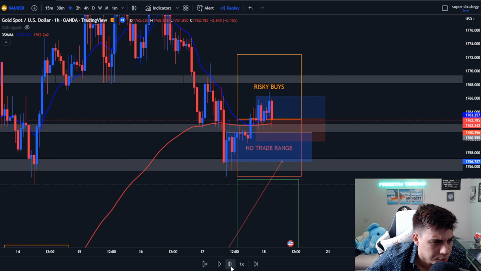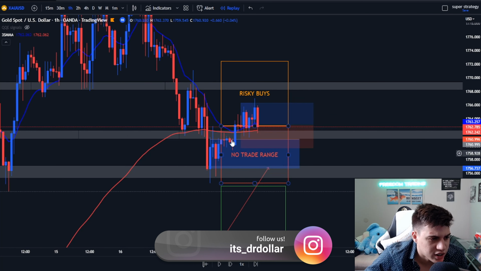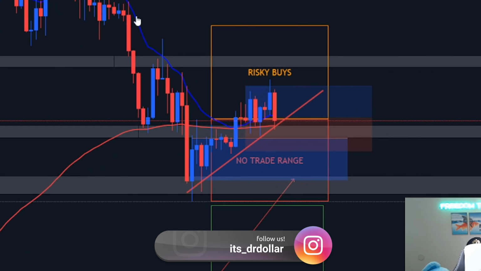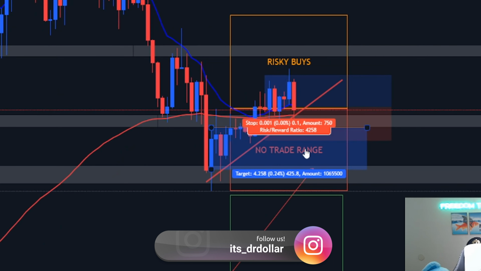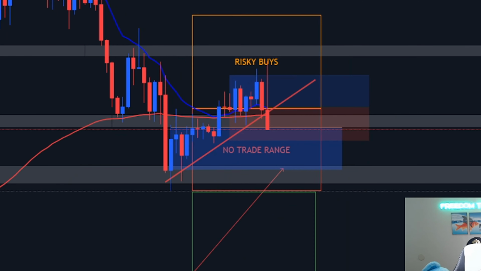Now, are we going to come up here? Probably not. If this looks like a correction phase in the market to me, so I'm using this trend line here with the strategy as well. If we still start to come back into our no trade range, I'm going to place some sell stops right below this low here.